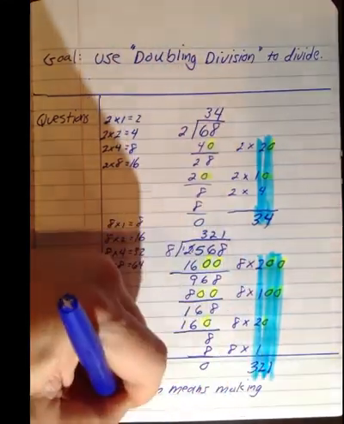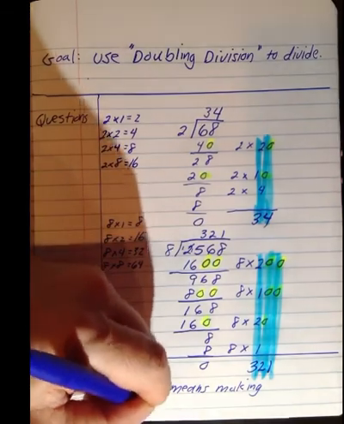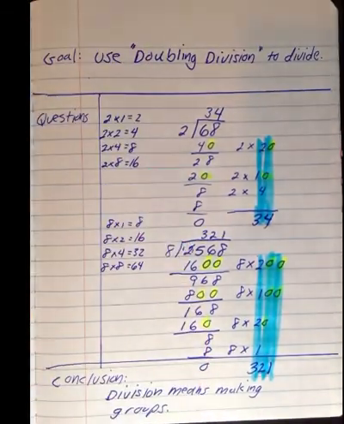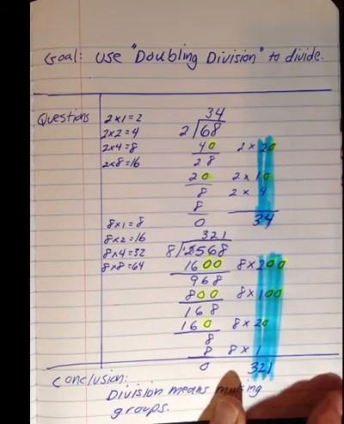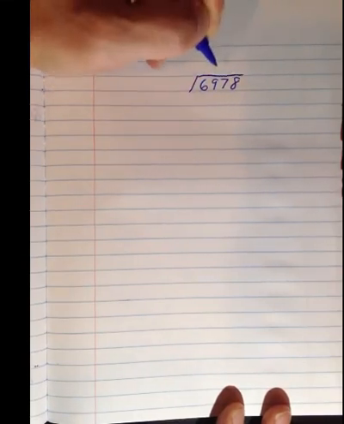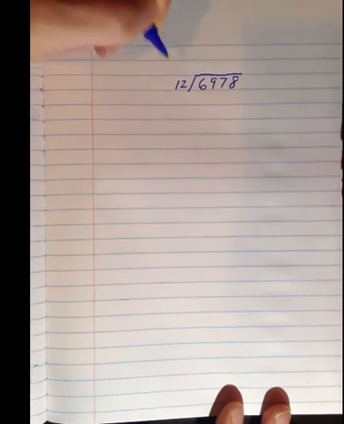So you can write what you understand to be true about doubling division. I just wrote, division means making groups. Okay, let's do one more example. A little bit larger. Let's do 6,978, and we'll put it into groups of 12.